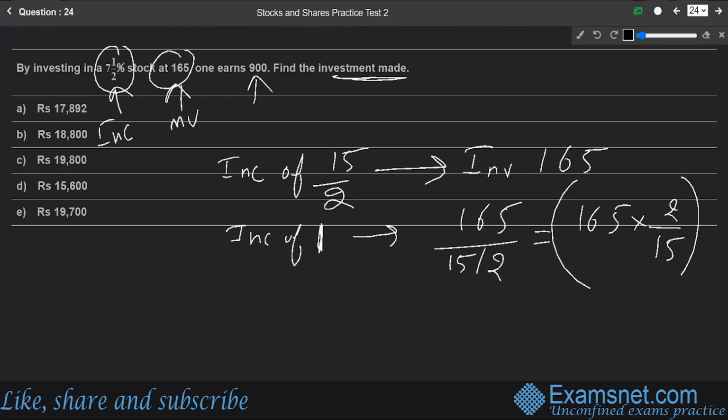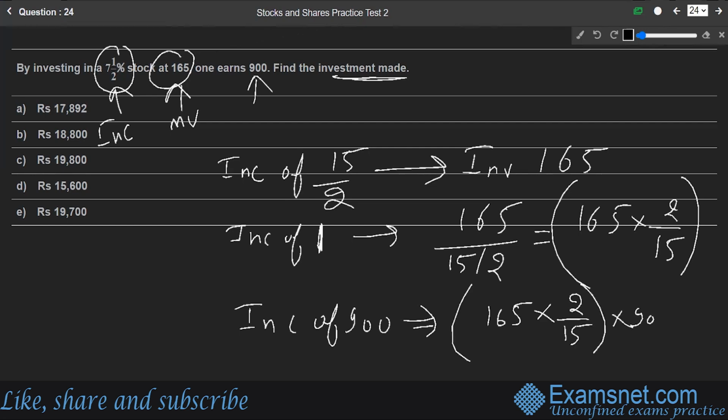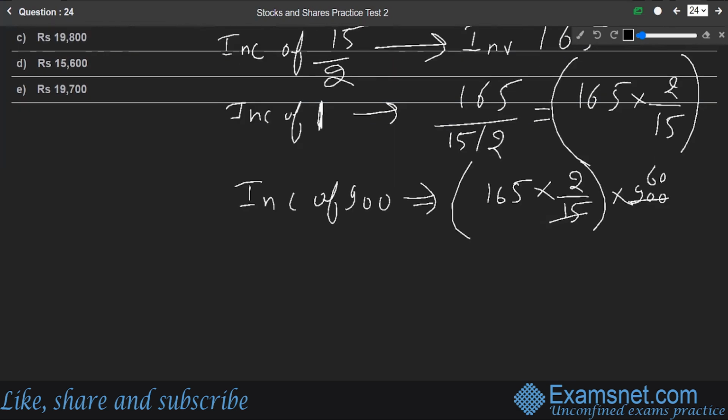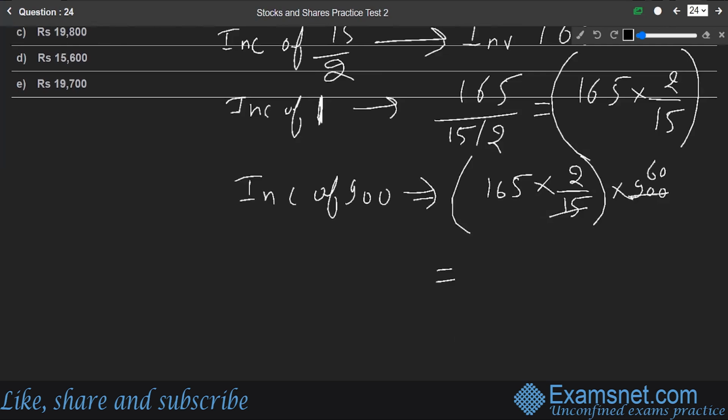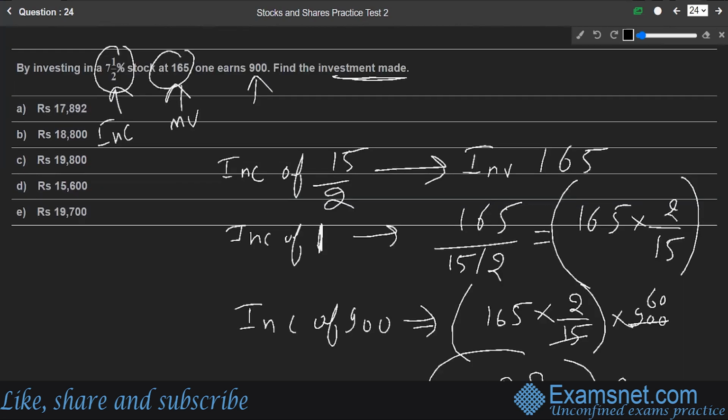How much are they earning? They are earning 900. So income of 900 will be received when you invest, using the unitary method, 165 into 2 by 15 into 900. So we need to solve this. 15 can cut this: 15 sixes are 90, so 60, and 60 into 2 is 120, into 165 we have to perform. So we are supposed to perform 120 times 165. That is equal to 19,800. That is the final investment required to receive 900 rupees as the income. So this is the final investment, 19,800. It is available clearly in option C, which becomes the right answer.